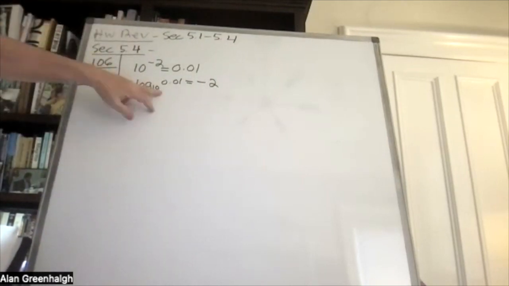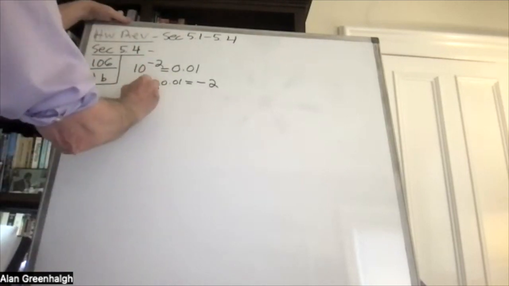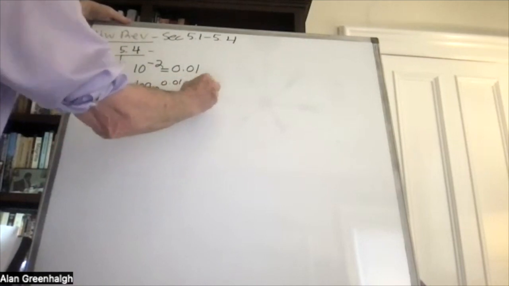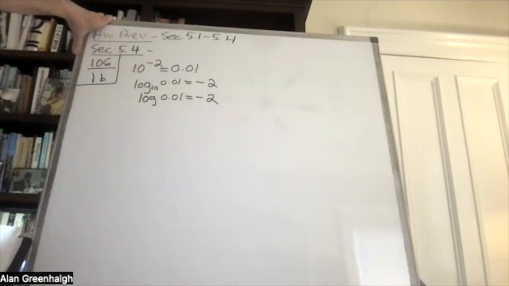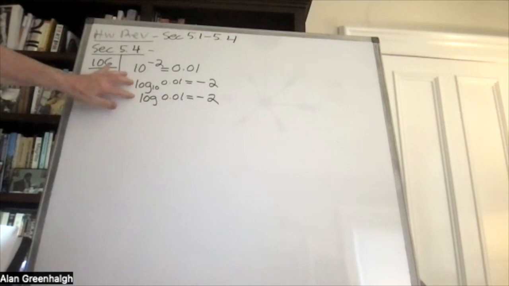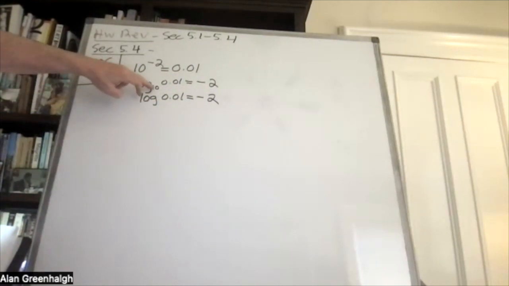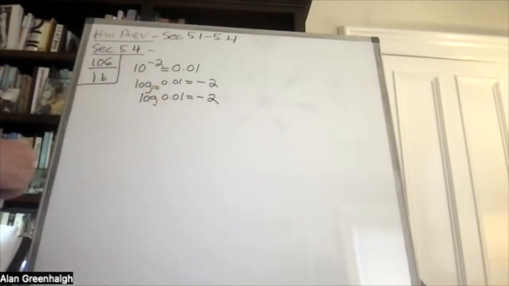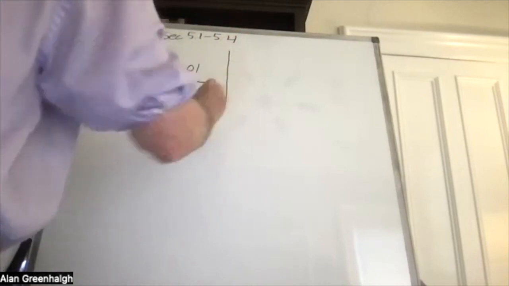And in fact, in this particular case, since the base is 10, you don't really need that. You could just write log 0.01 equals negative 2. And that would be it. So either one of these is correct, but the more correct one is this one. This is the one that we use in mathematics. We don't really use this one with the 10, because it's assumed that if the base is 10, then we leave it out. Okay, so that's problem 1B.